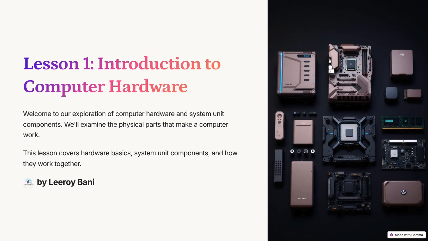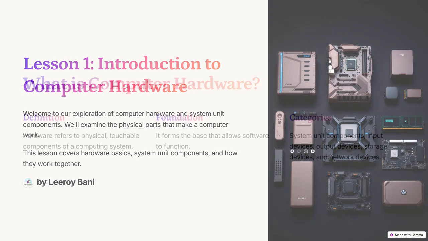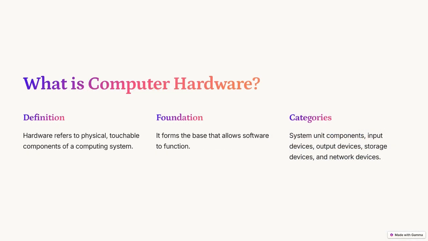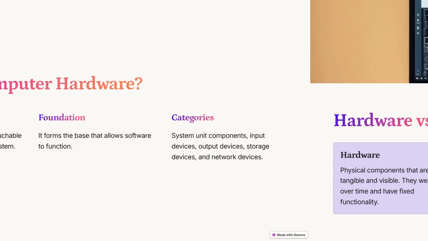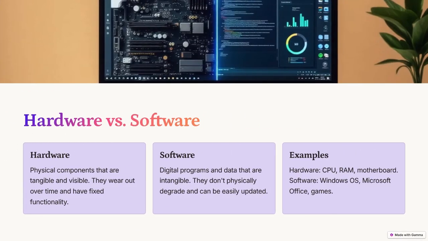Whether you're looking to troubleshoot problems, upgrade your existing system, or build a computer from scratch, understanding hardware basics is your essential first step. What is computer hardware? Let's start with a simple question: what exactly is computer hardware? Computer hardware refers to all the physical components of a computer system, everything you can touch and see. This includes the screen you're looking at, the keyboard you type on, and all the chips and circuits inside your computer case.